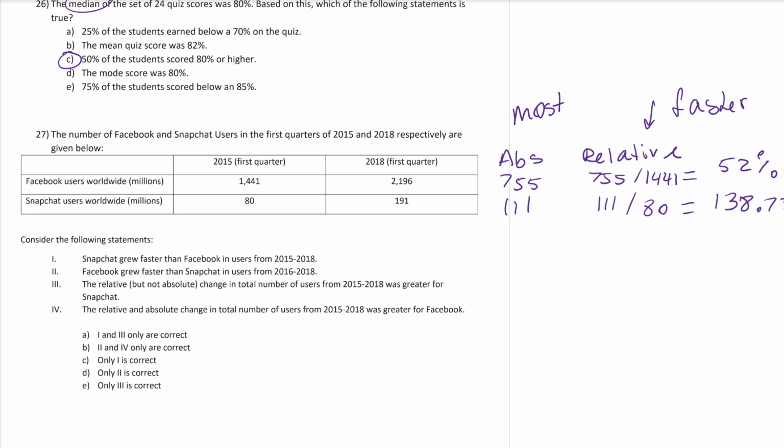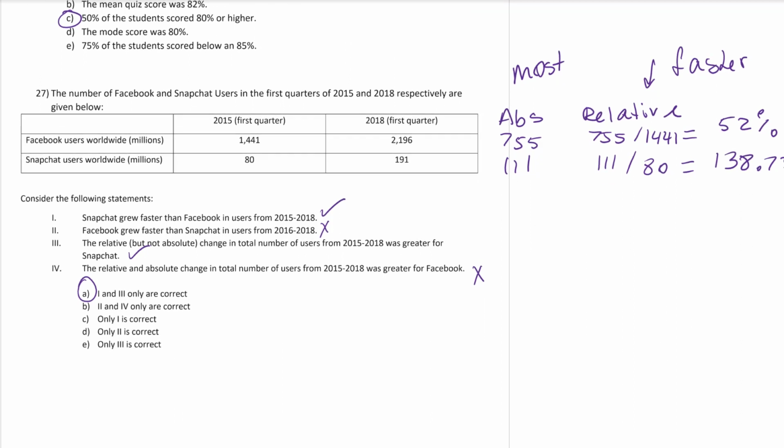So looking at the statements, the first one, Snapchat grew faster, yes. Facebook grew faster, no. The relative change in total number of users was greater for Snapchat, that's true. The relative and absolute change was greater for Facebook, that's false. So that leaves us with statements 1 and 3. So the answer is choice A here.